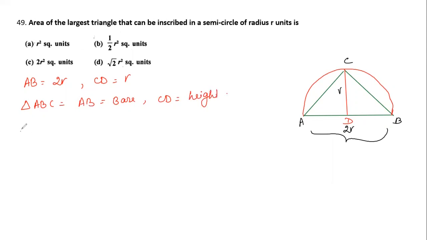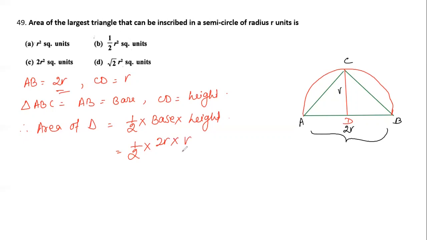According to our formula, area of triangle is equal to half base into height. We will put the values there: half, base AB is 2R, multiplied by height R. After simplification, we will get R square units. So which option is correct? Option A is correct.